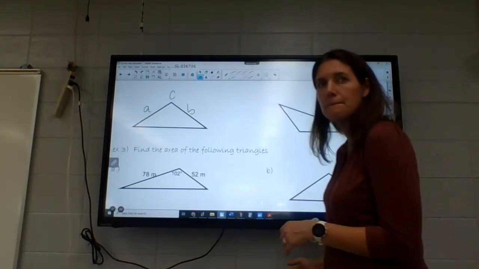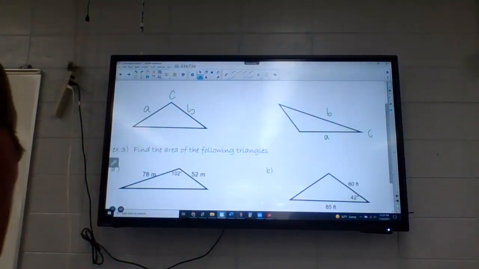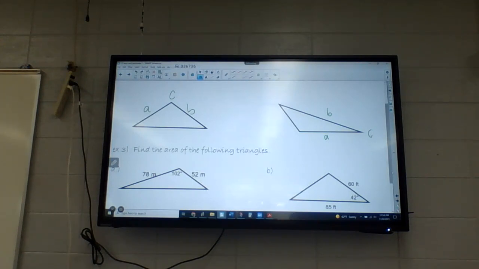Does where B and A go in the equation matter? They can be flipped, yeah. It could be A, B, or B, A.